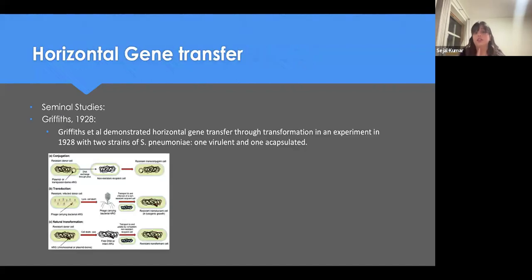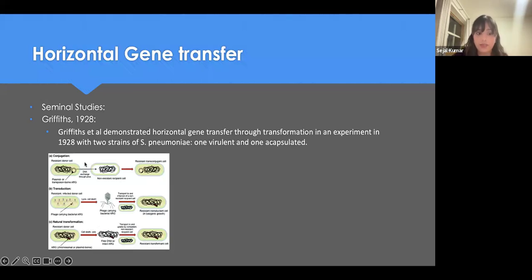So I'll just talk about resistance now, which is quite important, I think. Horizontal gene transfer, I've highlighted that because there are a few seminal studies which are really good to include. So Griffith, 1928, is quite important as well. Basically demonstrated horizontal gene transfer. And if you see this diagram here, this is a really good diagram showing the different types of horizontal gene transfer. So you have conjugation, transduction, and then transformation.